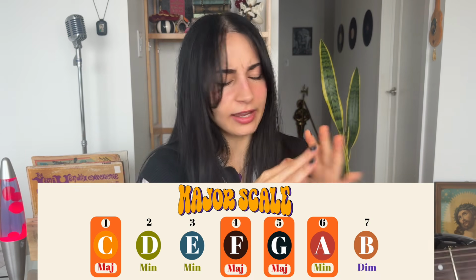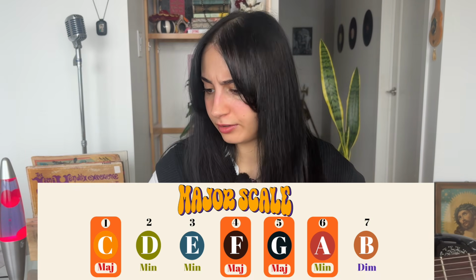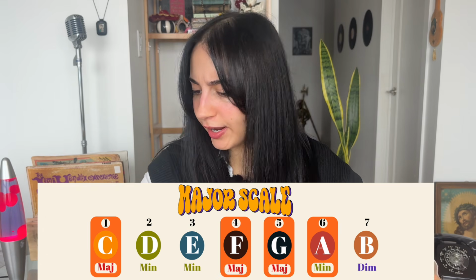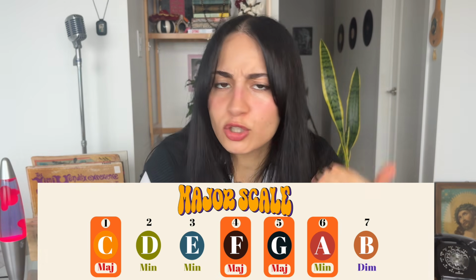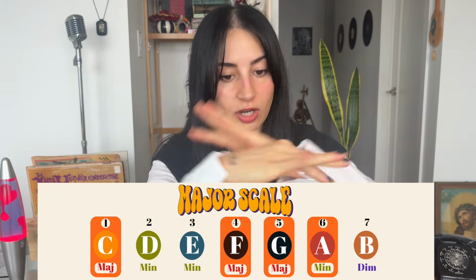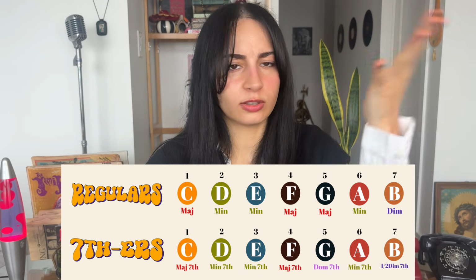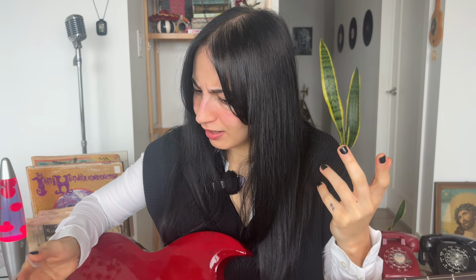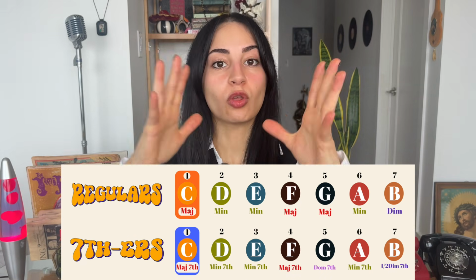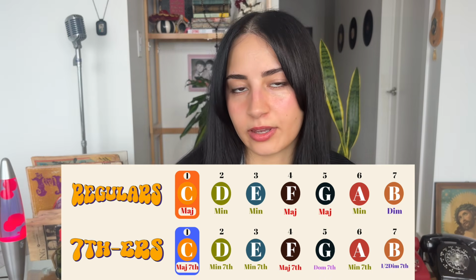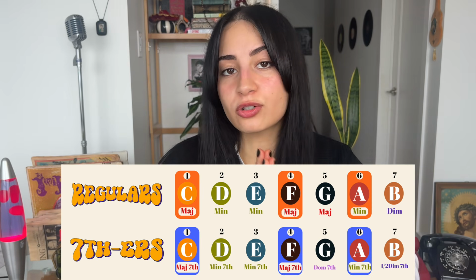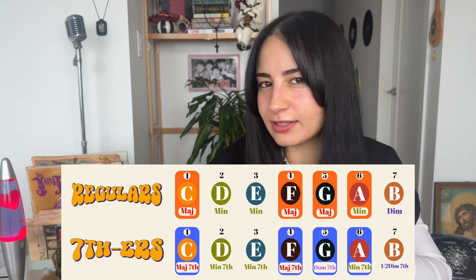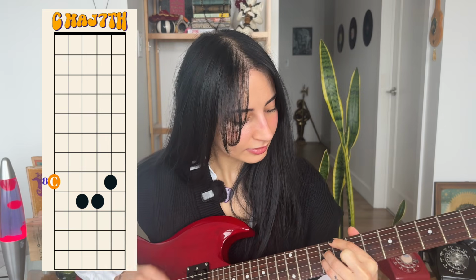Great, how do we take this progression and turn it into 7th chords? All we have to do is play the 7th versions of these chords. We're going to take a look at our diatonic 7th chords. The 1 in the 7th diatonics is going to be played as a major 7th. The 6 is going to be played as a minor 7th. The 4, a major 7th. And the 5, a dominant 7th. So let's do those.